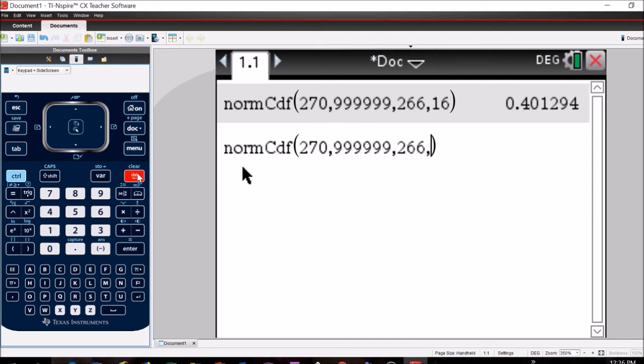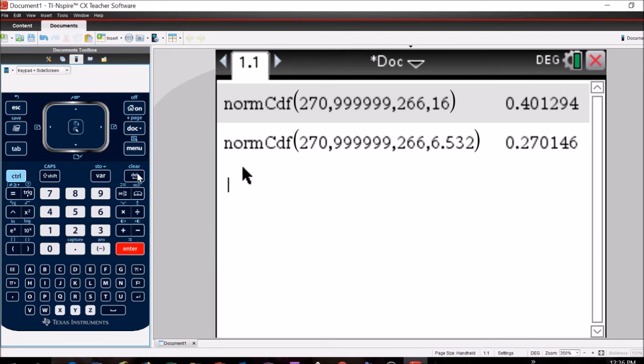And we now know that that number is 6.532. And let's see how that changes our probability. Now we're down to 0.270.